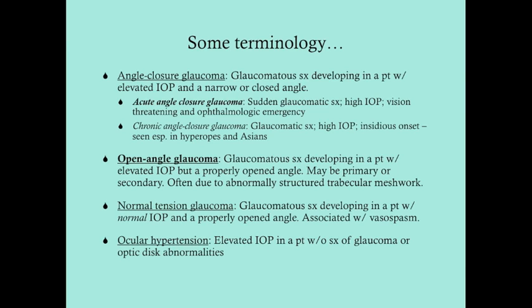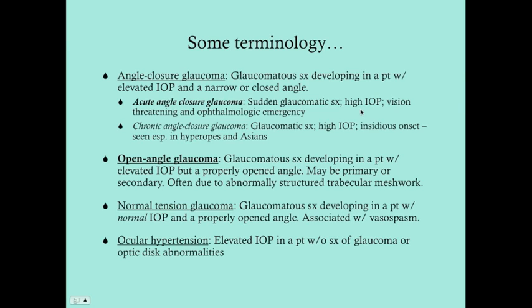Okay, so some terminology. So the angle closure glaucoma is glaucomatous symptoms, ultimately developing in a patient with elevated intraocular pressure and a narrow or closed angle. So this is the problem here. This angle is for some reason not able to drain. It's closed. Okay. So this can be one of two processes, and they're very different.